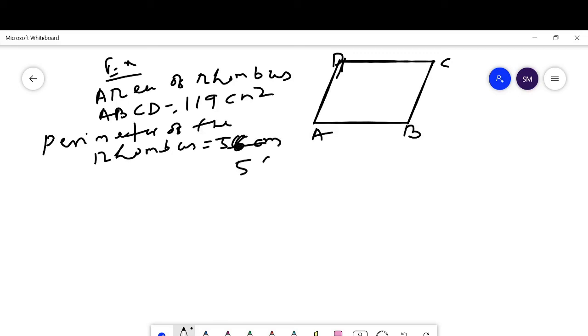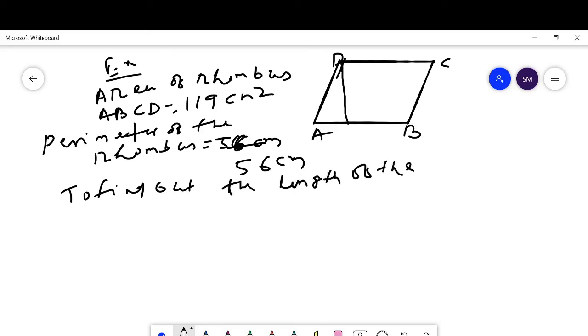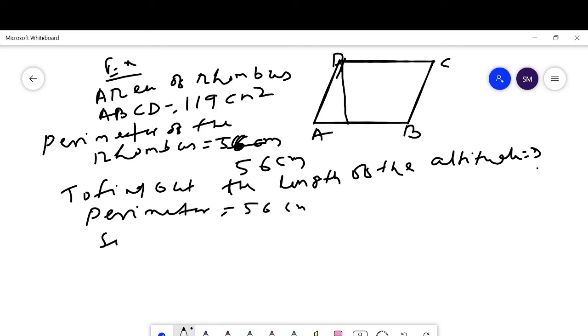Then we have to find out the length of the altitude. Here the perimeter is 56 centimeter. Then the side of the rhombus is equal to perimeter upon 4.